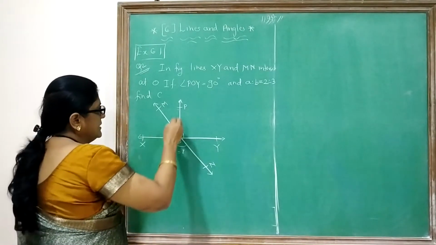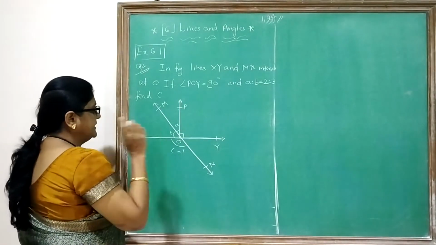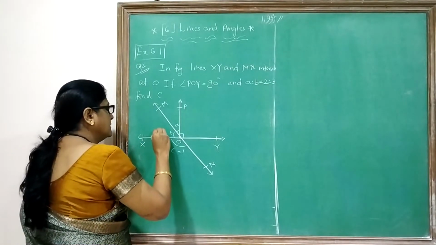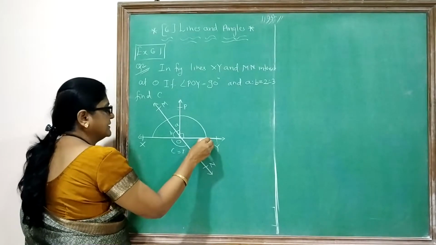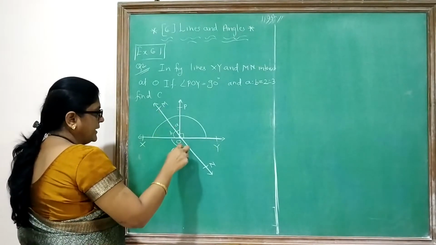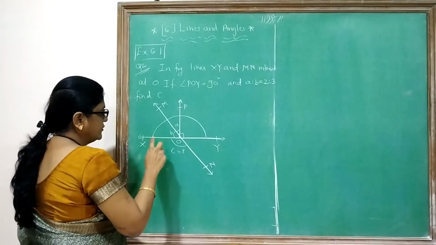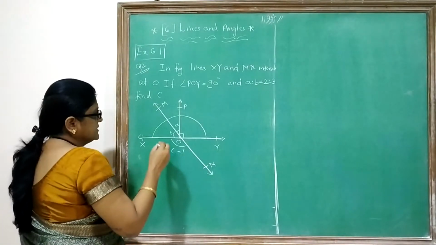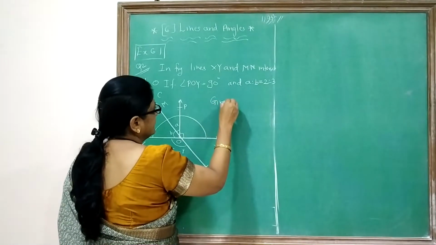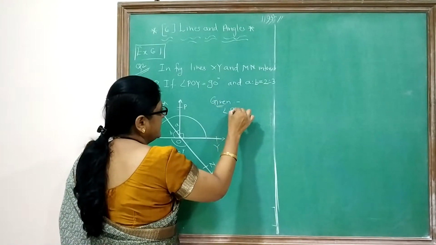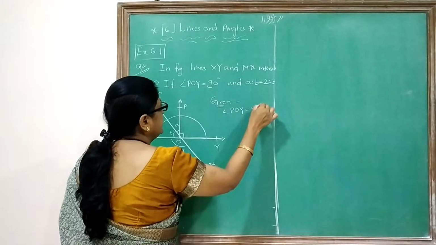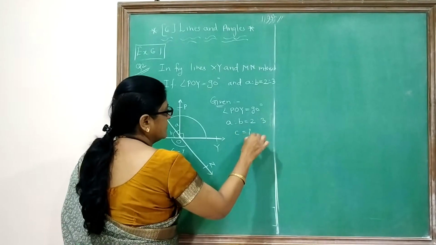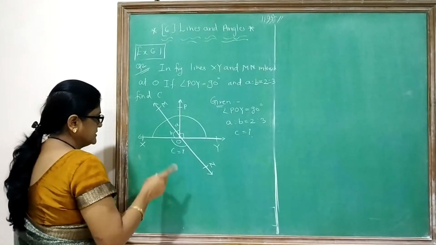Here, this POY is 90 degrees. Then first your condition is this straight line. This OM and PO, they are two rays and they stand on the line XY. Then first you will write the given: angle POY equals 90 degrees, a : b equals 2 : 3, and c equals question mark. Then solve this example.